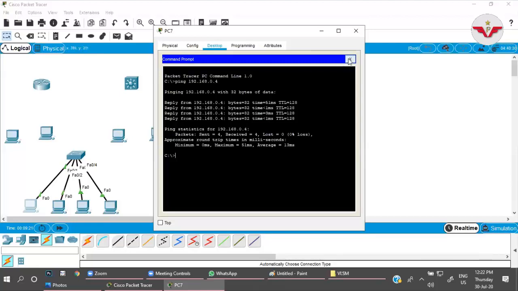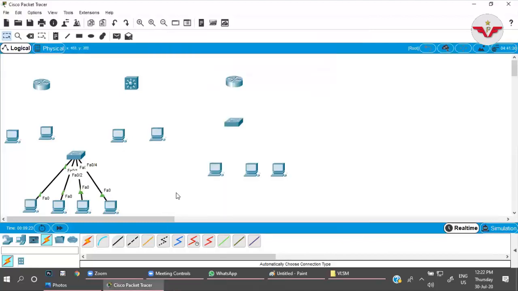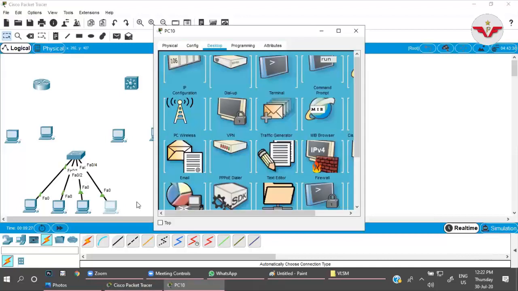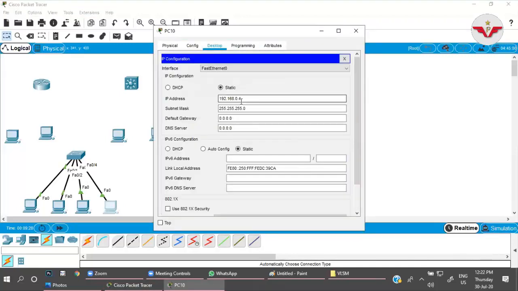Now, what will happen if I change the network of any PC? Say this PC is 0.4. I am going ahead and giving the IP address 1.4. The IP is changed now. The network is changed. Earlier, as it is class C, the first 3 octets are the network portion. So these 3 PCs are in the network of 192.168.0, but this PC is in the network of 192.168.1, right? So the network is changed.